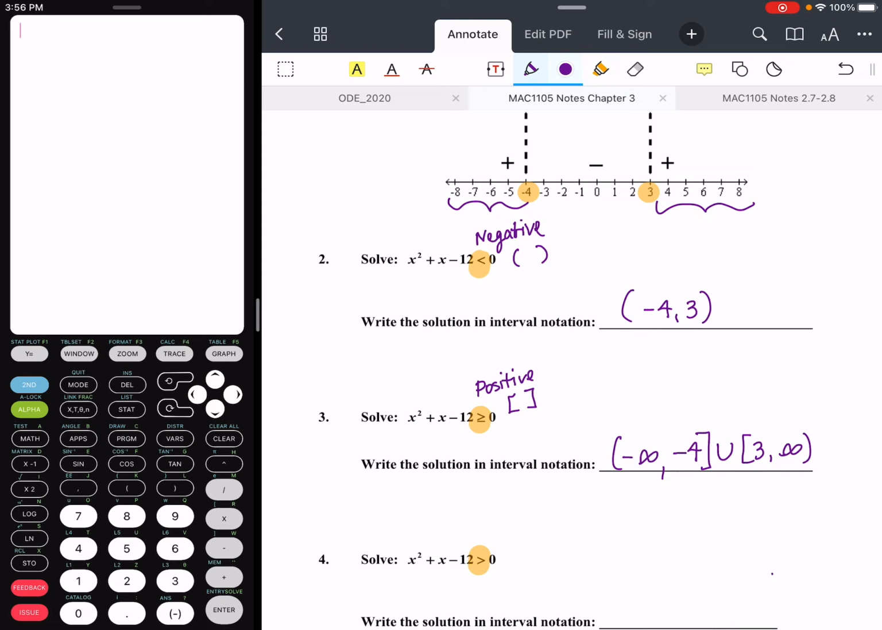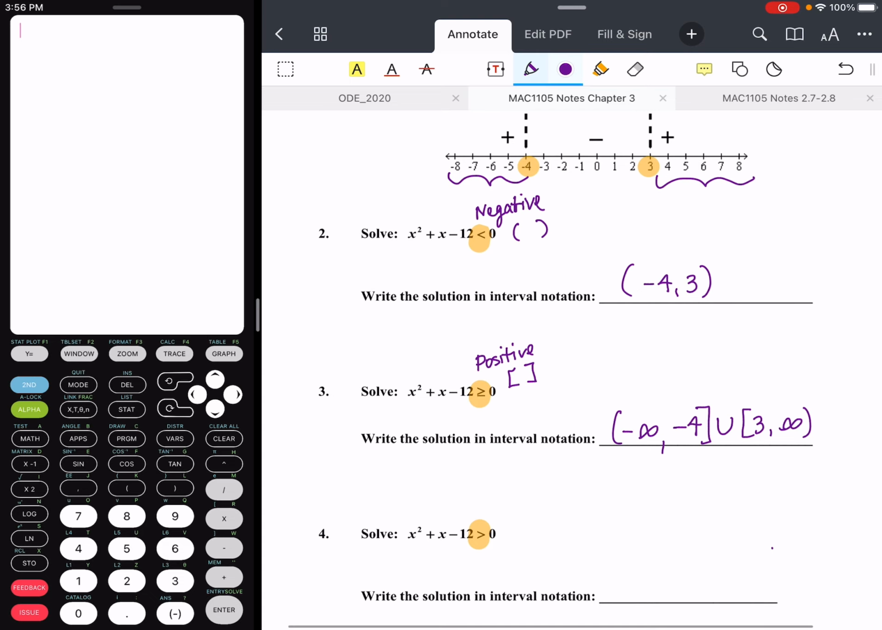All right, and then finally, for number 4, x squared plus x minus 12 is greater than 0. Again, I'm looking for my positive intervals, but because it's strictly greater than 0, now I'm using rounded parentheses. So now I'm going from -infinity up to -4, rounded parenthesis, and then rounded parenthesis 3 to +infinity. All right, so they all have those boundary values in the answers. It's just whether we're looking for the negative portion or positive portion of the sign chart based entirely on that inequality, and whether we're including or excluding those endpoints.